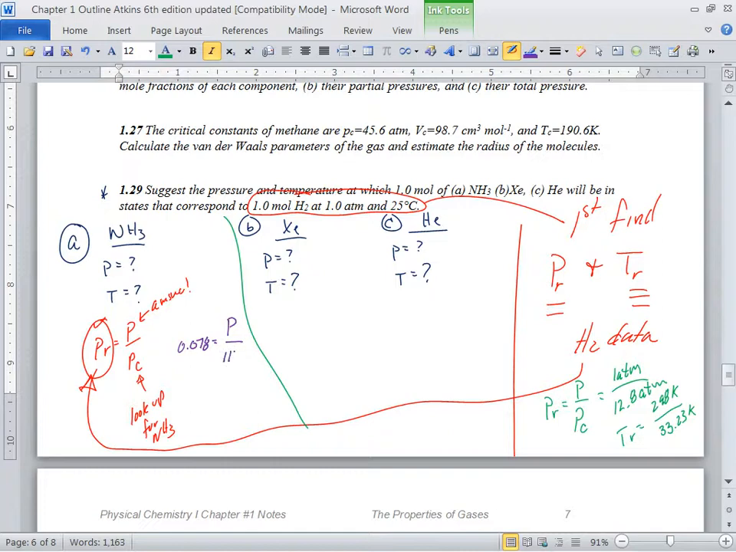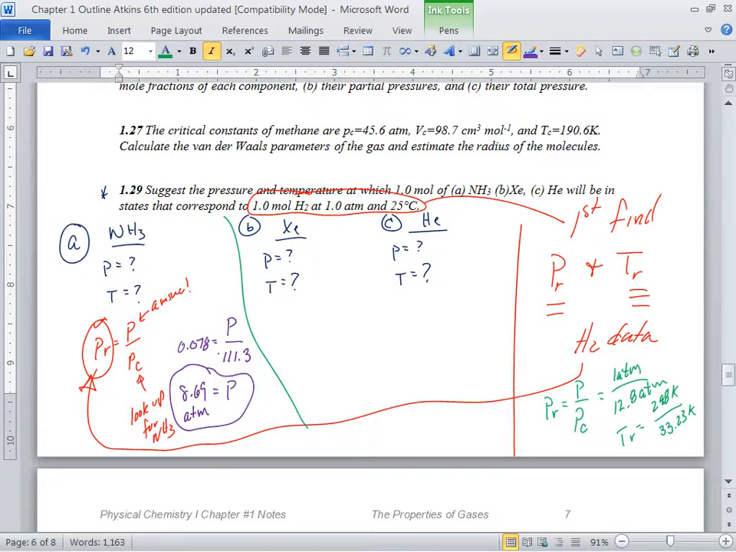111.3. And that's atmospheres, right? Yes. Okay. So 0.078 times 111.3, get about 8.69. What's the critical pressure for ammonia? 111.3 atmospheres. So for ammonia, here's half my answer. If you want ammonia to be in the same state as hydrogen at 25 degrees Celsius and 1 atmosphere, the pressure of ammonia has to be 8.69 atmospheres.